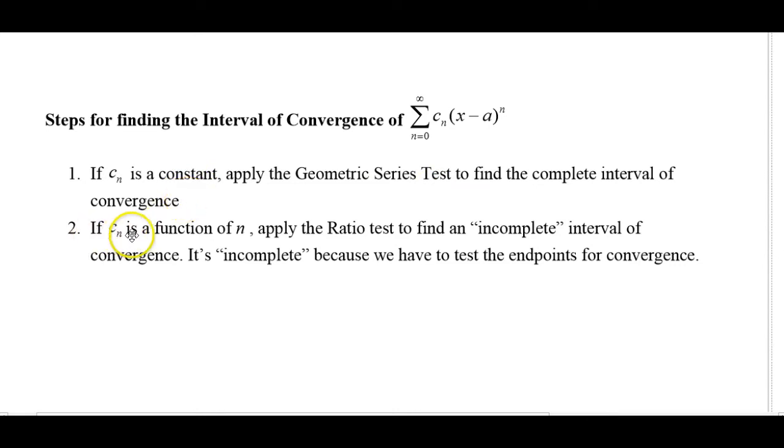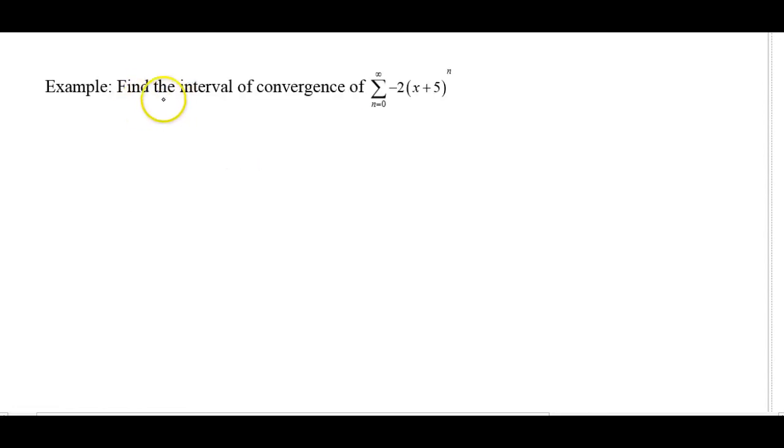But if c sub n is a function of n, we're going to apply the ratio test to find an incomplete interval of convergence. It's incomplete because we have to test the endpoints of convergence to then make it a complete interval of convergence. So we're going to see examples of both of these in our attempts to find a complete interval of convergence in both situations.